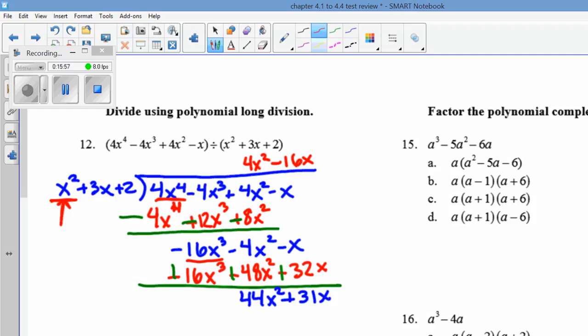Okay, now we are looking here where we've always been looking at the x squared. Looking here at the 44x squared, we want to know what to multiply by, so we're going to add the 44 on it. So 44 times x squared is 44x squared. 44 times 3 is 132x.